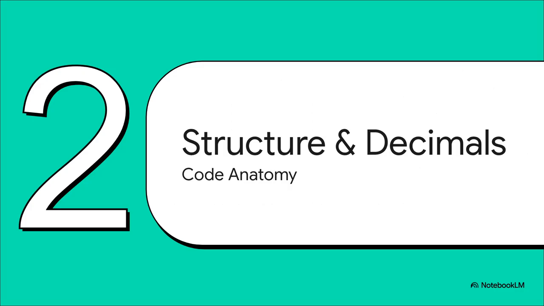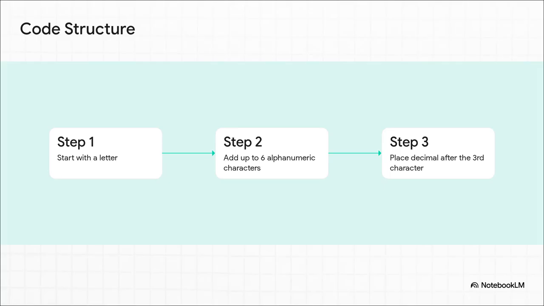Moving right along to Section 2, Structure and Decimal Rules. Okay, think of code construction like a really strict building block system. Step 1. Every single ICD-10-CM code always begins with a letter, no exceptions. Step 2. You add up to 6 additional alphanumeric characters. That means your final code is going to be somewhere between 3 and 7 characters long.